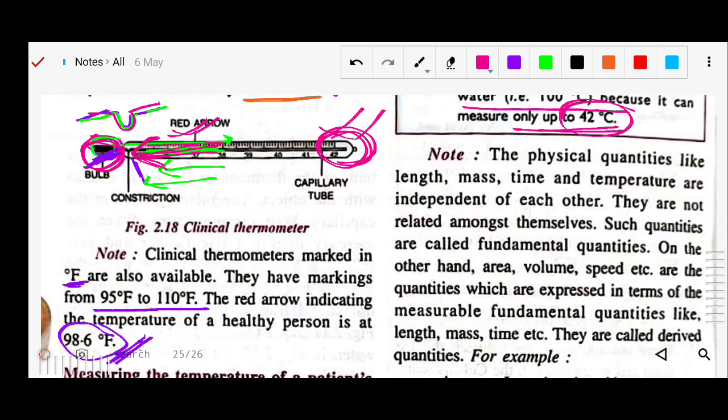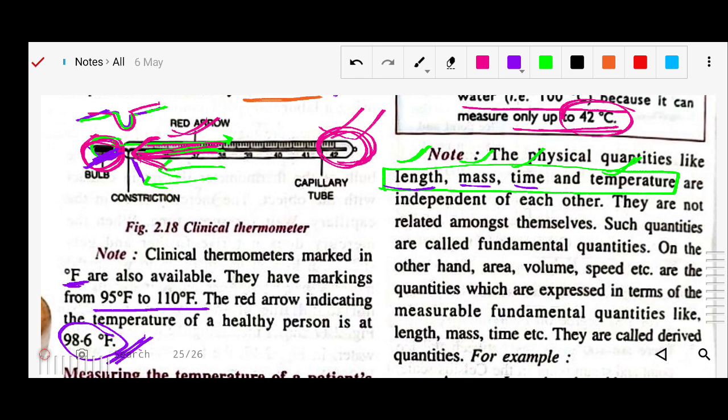So now some notes. Physical quantities like length, mass, time and temperature are the four basic physical quantities. Today we have seen temperature; we have already covered length, mass and time. They are independent of each other. Length is not dependent on mass, mass is not dependent on time, time is not dependent on temperature. Likewise, no one is dependent on anyone. These four basic units are independent, right? They are not related amongst themselves.